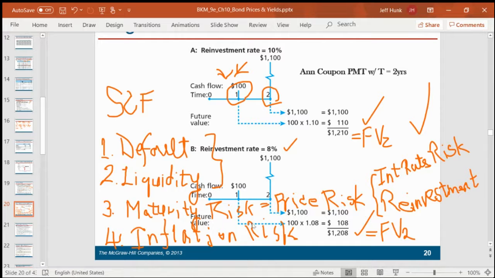So this is maturity risk and inflation risk. In other words, interest rate risk and inflation risk come from the macroeconomic system, and are inherent in every bond, whereas the first two, default risk and liquidity risk, are specific to the individual bond. Okay. All righty.